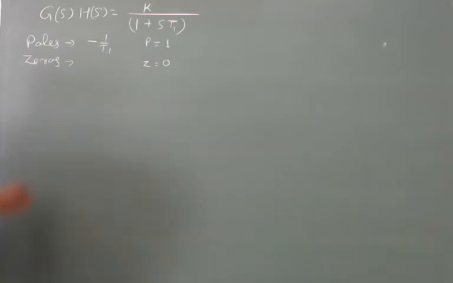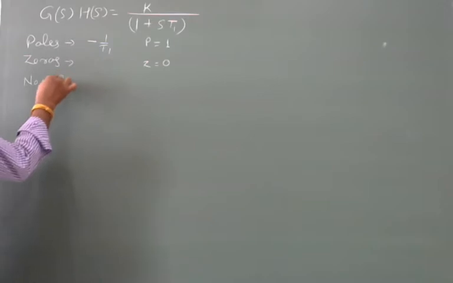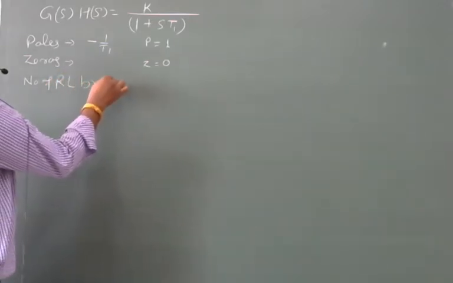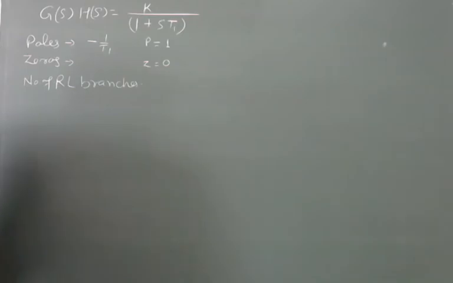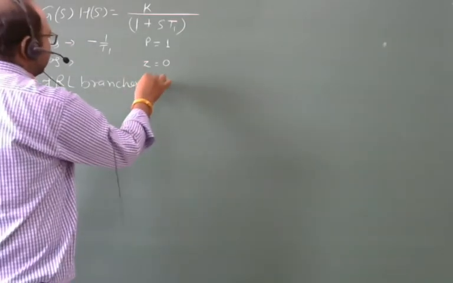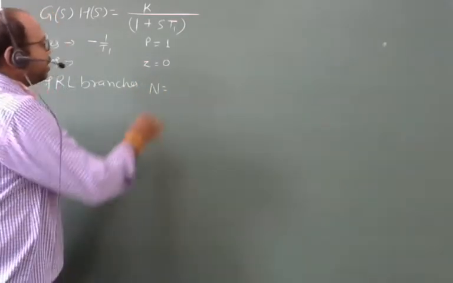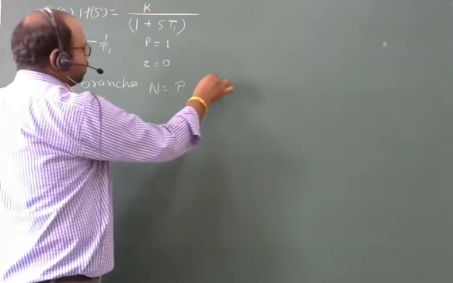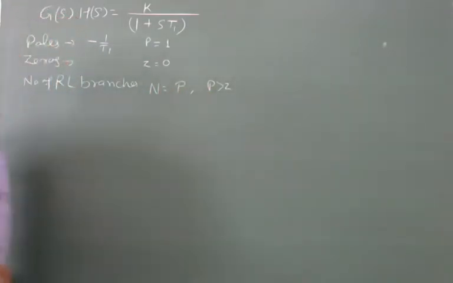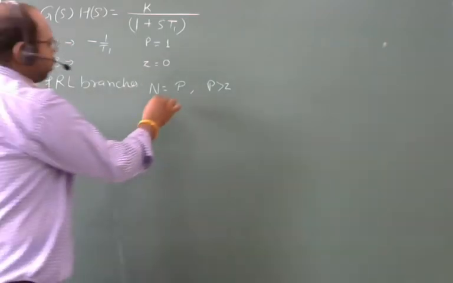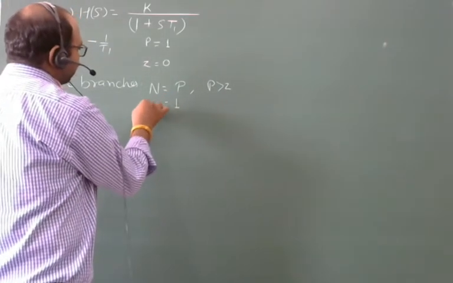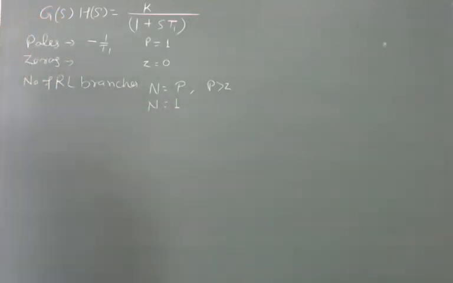Second, we have to find the number of root locus branches, that is N, and N is equal to P because P is greater than Z. So the number of root locus branches is equal to 1. N is equal to 1.